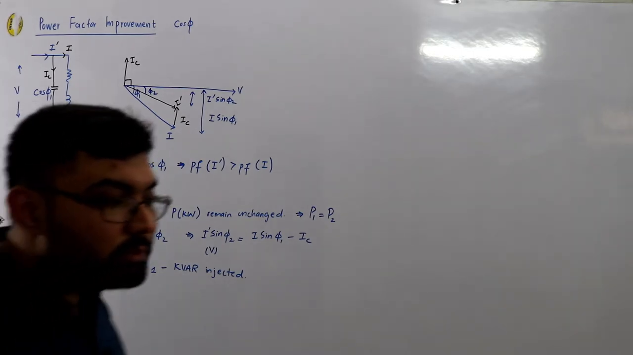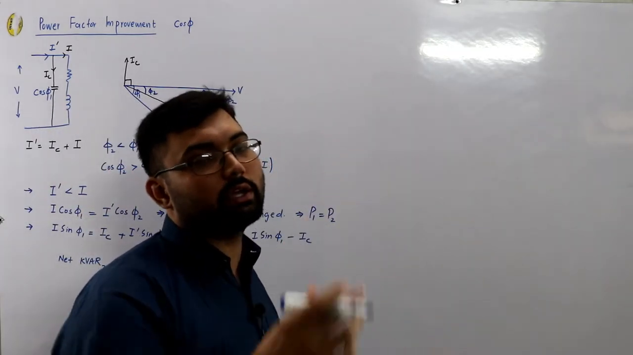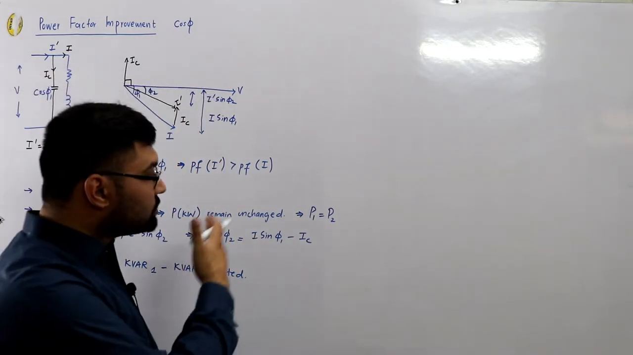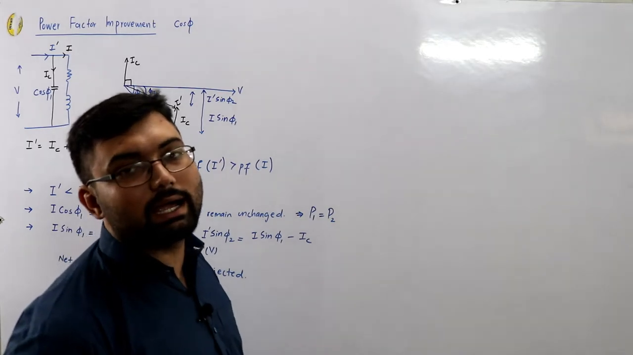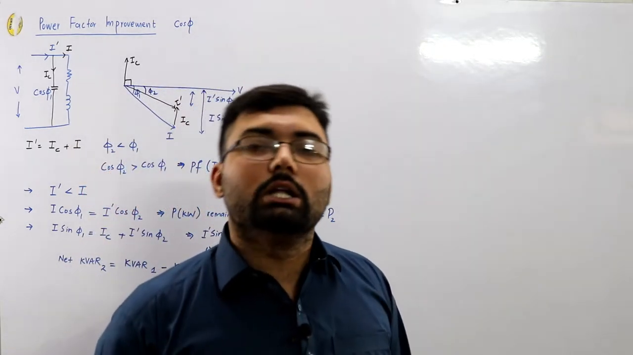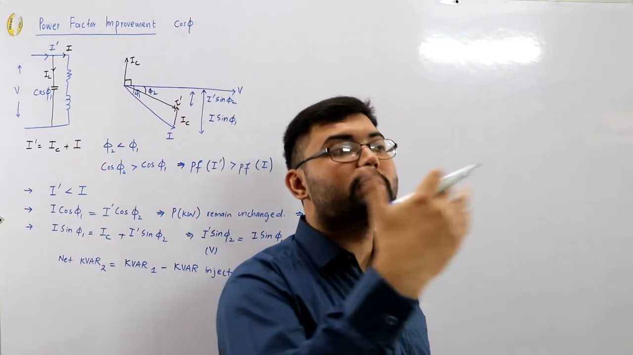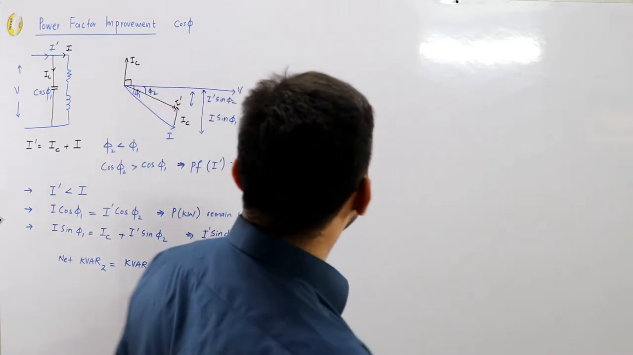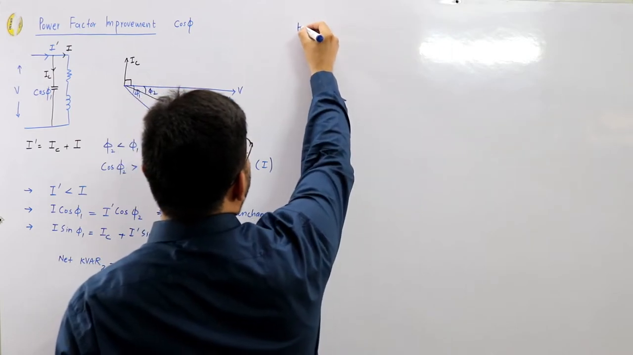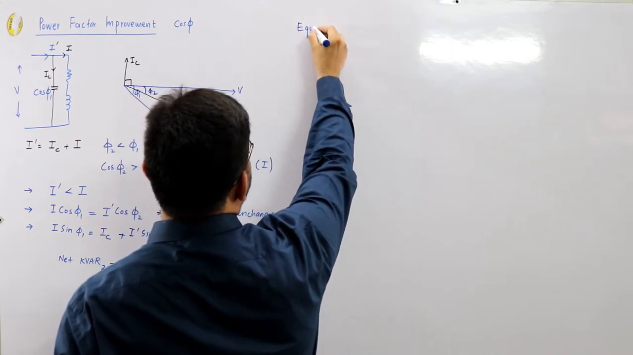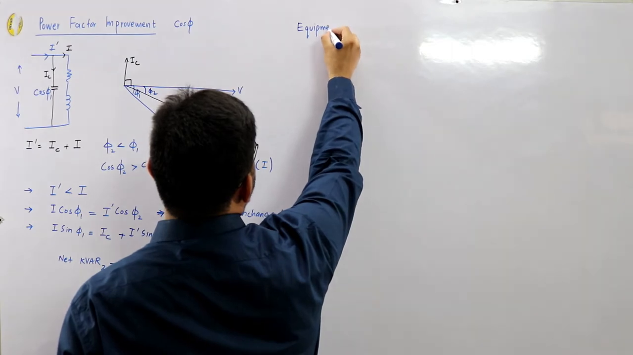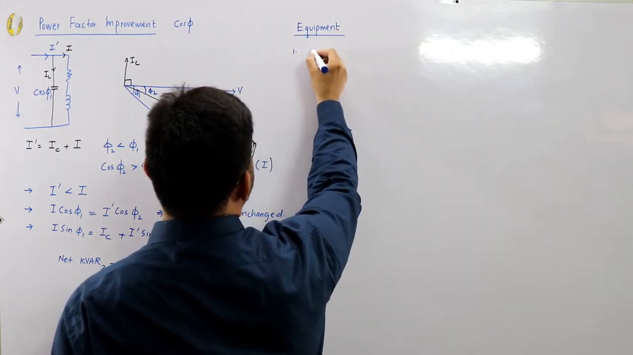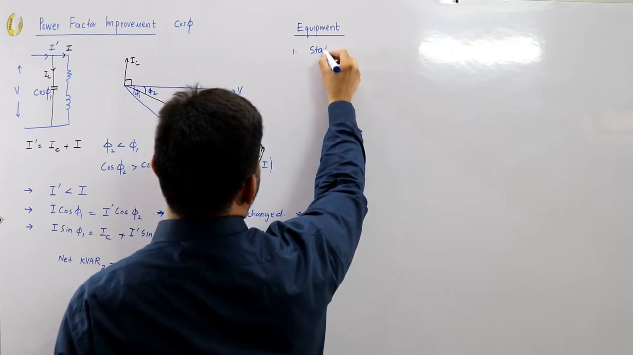Now in the next video we will see how much rating of the capacitor we require, how many kVAr we require to compensate for the lagging current and to improve the power factor. We will be given that you have to improve this much power factor, and based on that, we will do the calculations, right? Yes. Now the equipment that we use for power factor correction, we'll just write it over here as well. So the first one are static capacitors.